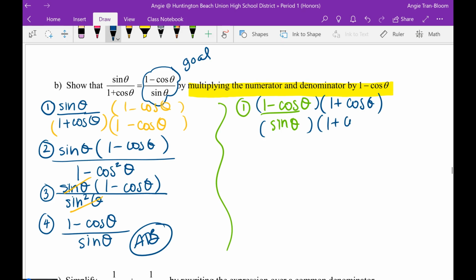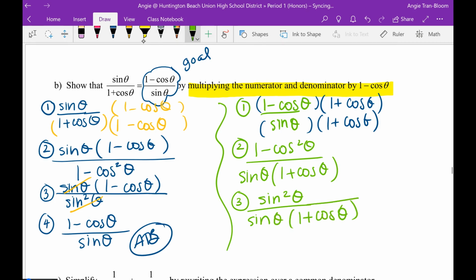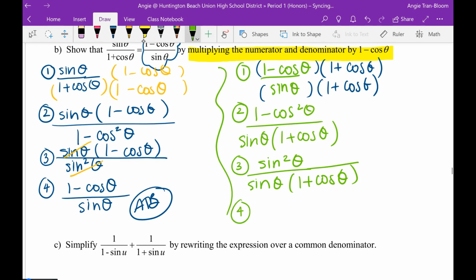Again, it doesn't matter what side you pick. You just have to work it out slowly. Then on the top, I would now have 1 minus cosine square of theta. On the bottom, I now have sine of theta times 1 plus cosine of theta. On the top, I would turn that into a what? Sine square of theta. And do you see the process is very similar? And if you get stuck, then don't put your initial. But if you are done and you feel confident about it, put your initial. Let me know that you got it.